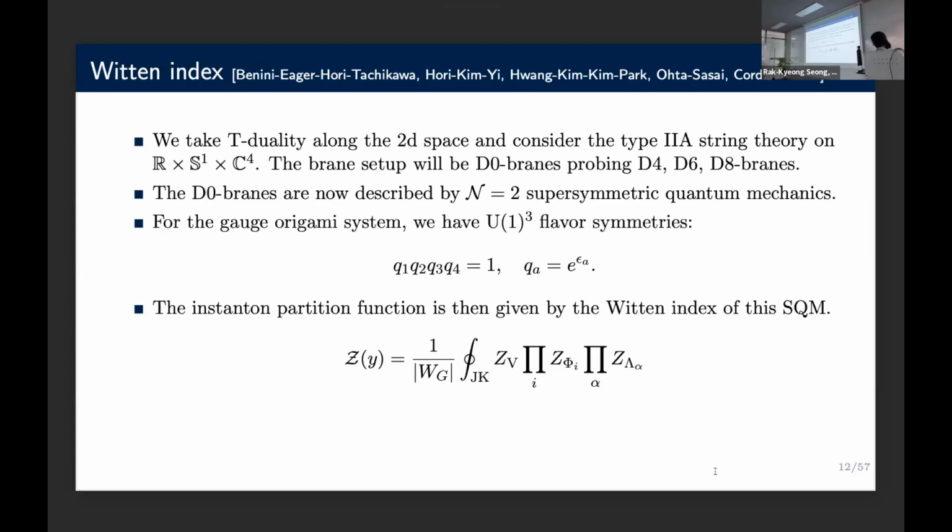So we take triviality along the 2D space and think of type IIA string theory. Then the D0 branes will be probing D4, D6, and D8. And this will be a one-dimensional N=2 supersymmetric quantum mechanics now. For the gauge origami system, we have U(1)^3 flavor symmetries, which I will write q1, q2, q3, q4, with q1q2q3q4 equals 1. We have three independent parameters. And at the end, they will be related with the q-deformation parameters of the algebra. And we can think of the partition function by studying the witten index of this quantum mechanics.